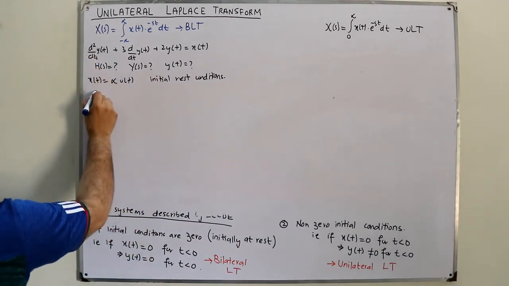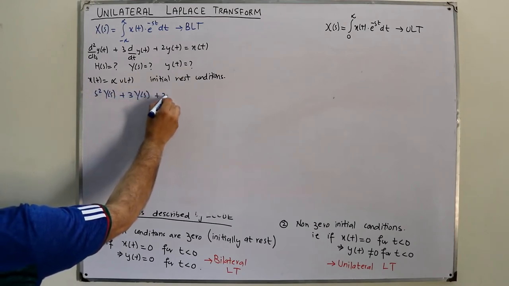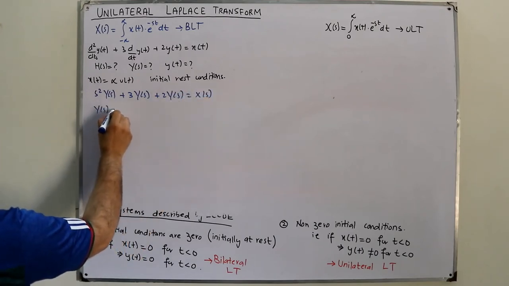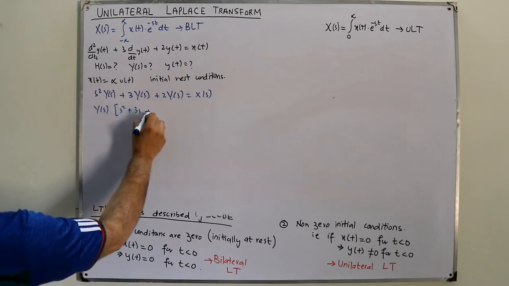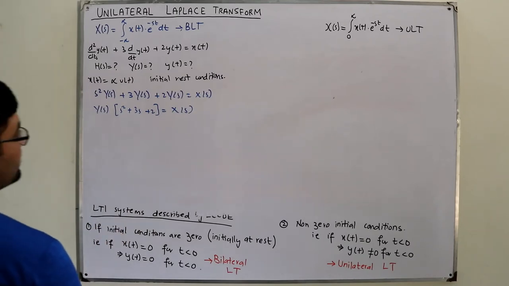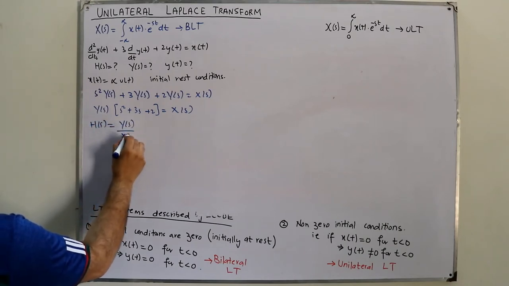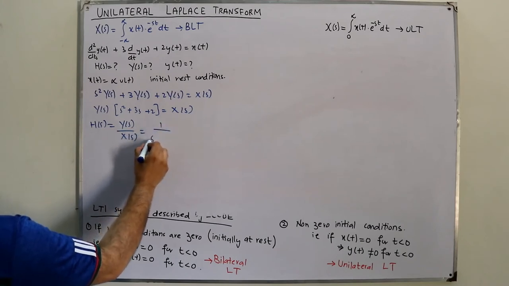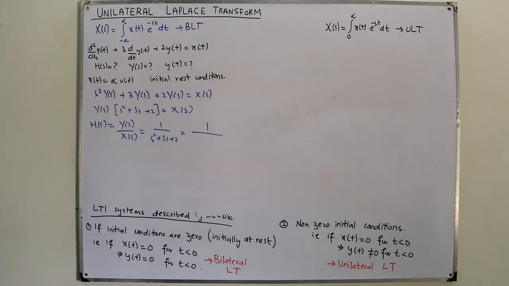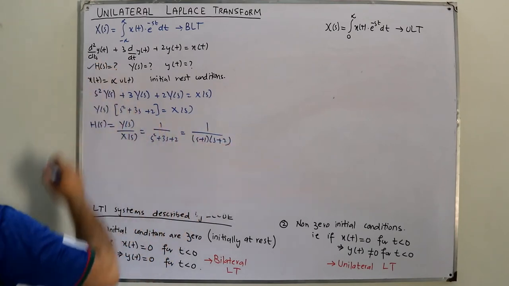Bilateral Laplace transform: s squared Y of s plus 3 times s Y of s plus 2 times Y of s is X of s. Y of s into s squared plus 3s plus 2 is X of s. And you have got H of s. H of s is Y of s upon X of s, and this is equal to 1 upon s squared plus 3s plus 2. You can further split it as (s plus 1) into (s plus 2). You have got your H of s.